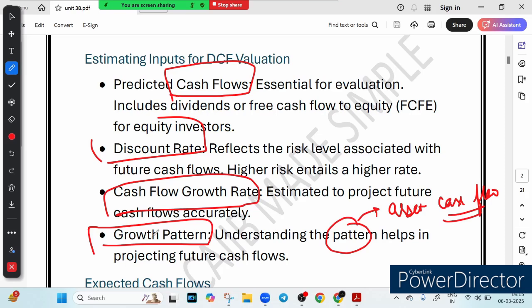Remember it. I have told you in detail about these things: predicted cash inflow, discount rate, cash flow growth rate, and growth pattern. Understanding these four inputs will help you evaluate any kind of investment like a pro. Coming up next, we will apply this concept in a real-world DCF calculation. So let's get started.